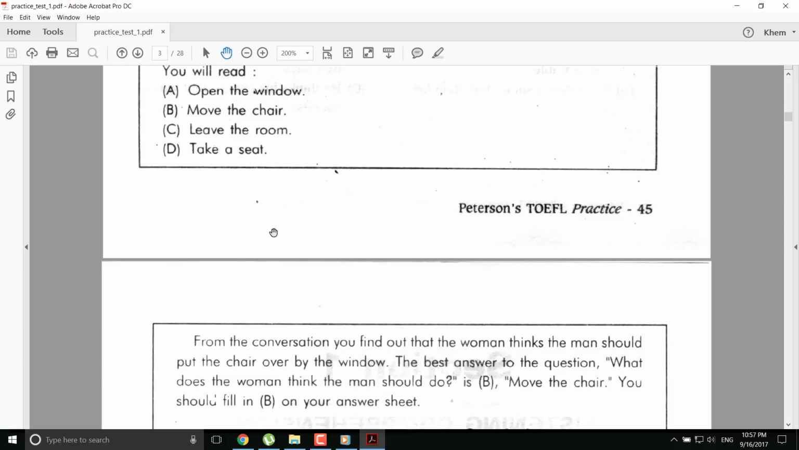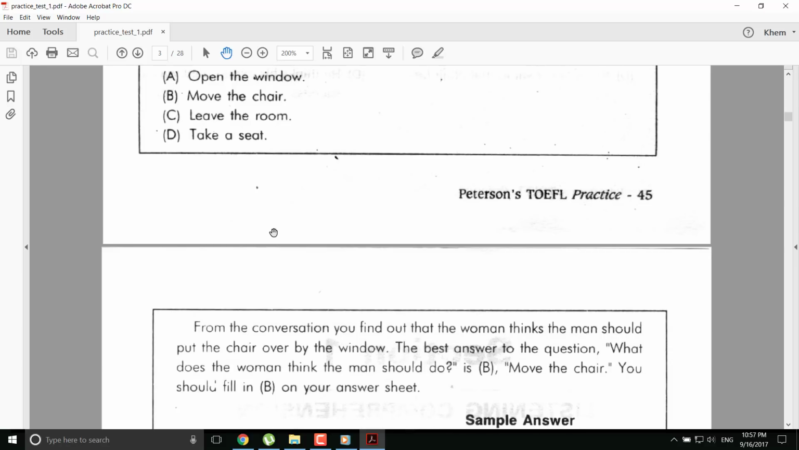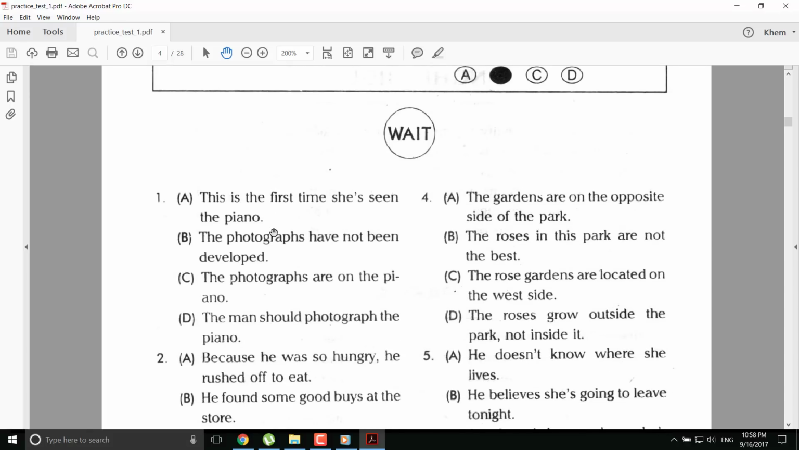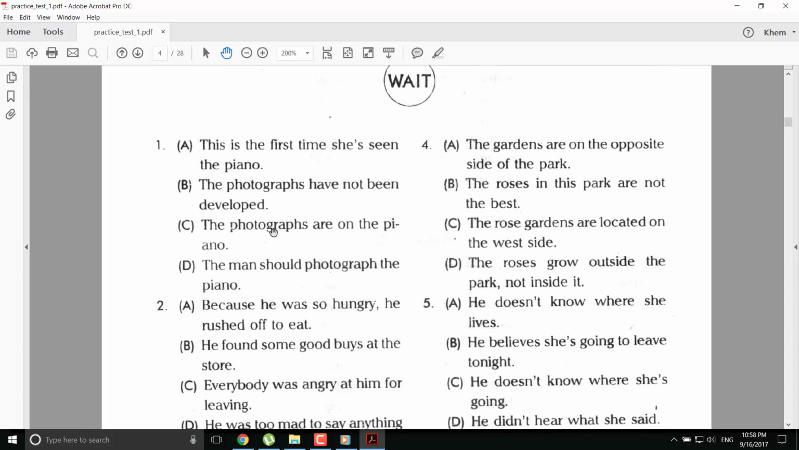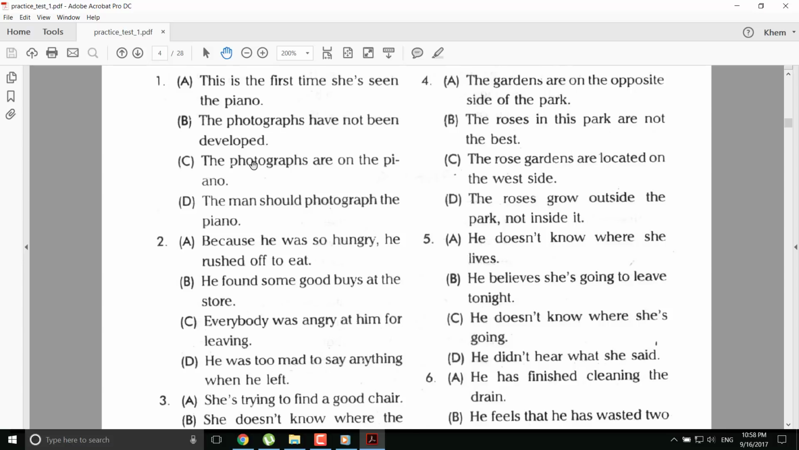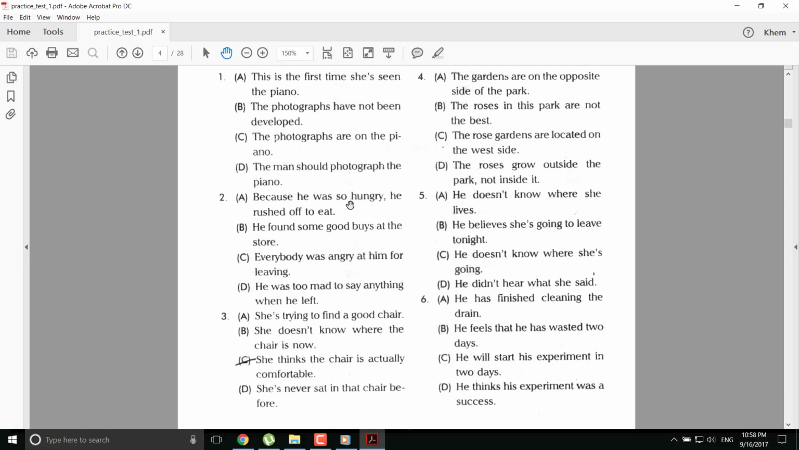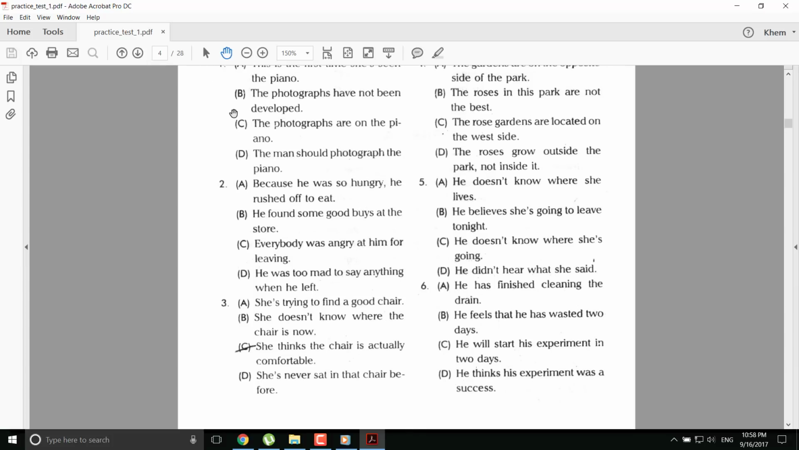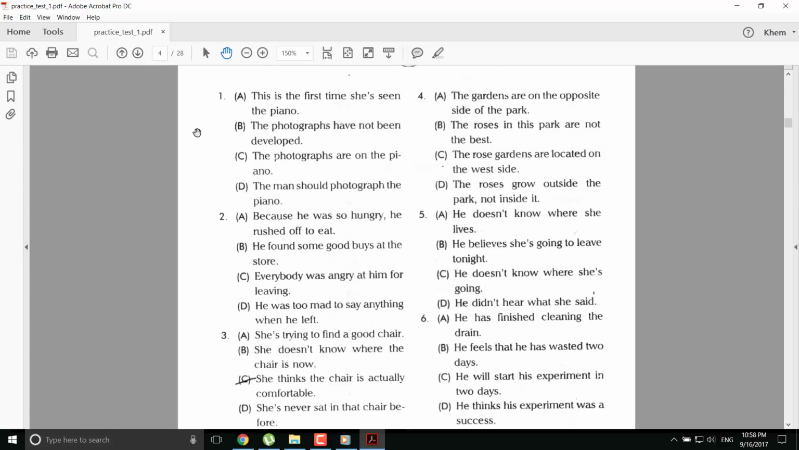From the conversation, you find out that the woman thinks the man should put the chair over by the window. The best answer to the question, "What does the woman think the man should do?" is B. Move the chair. You should fill in B on your answer sheet. Now, let's begin with the first conversation.